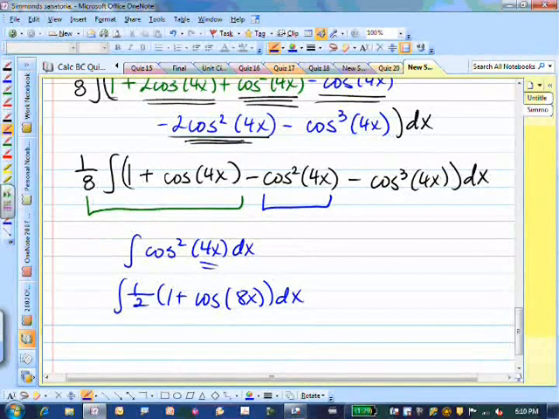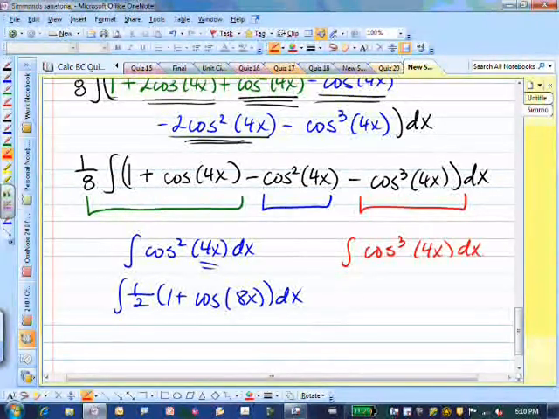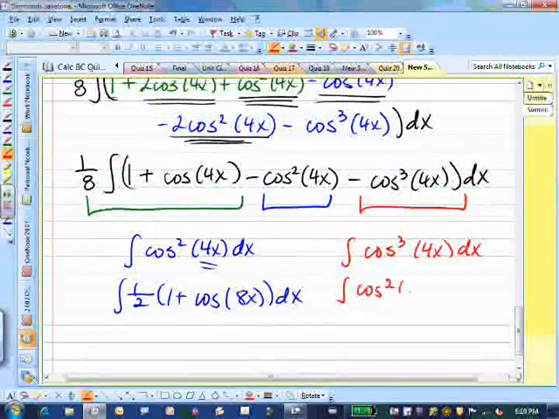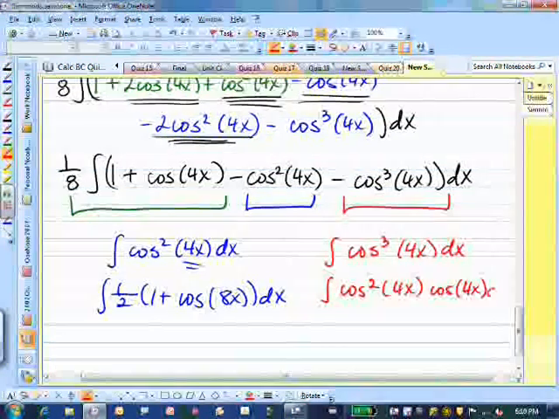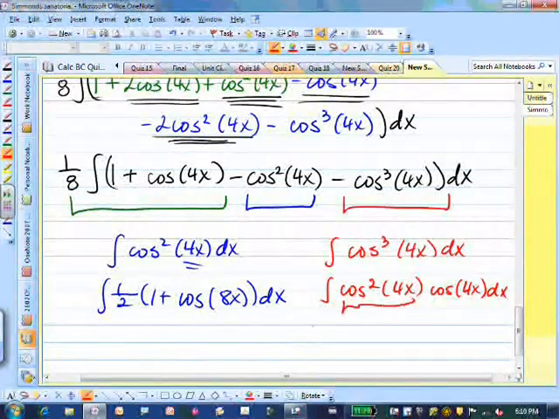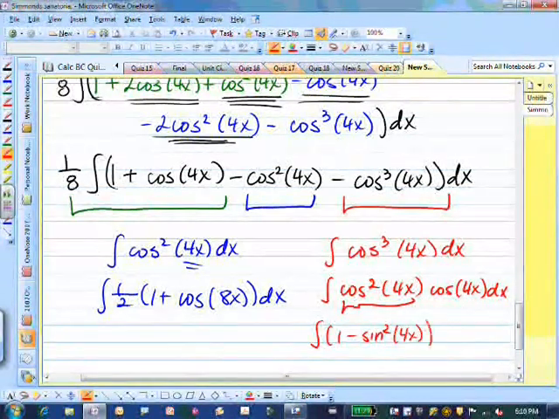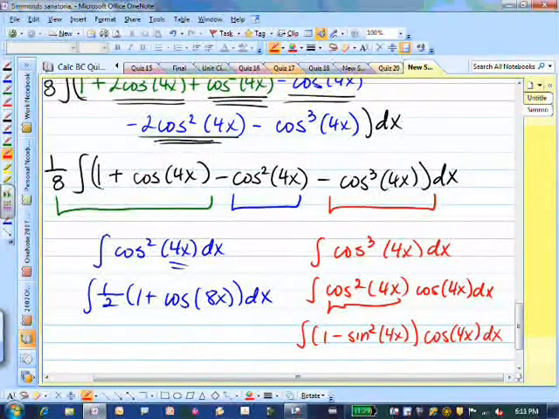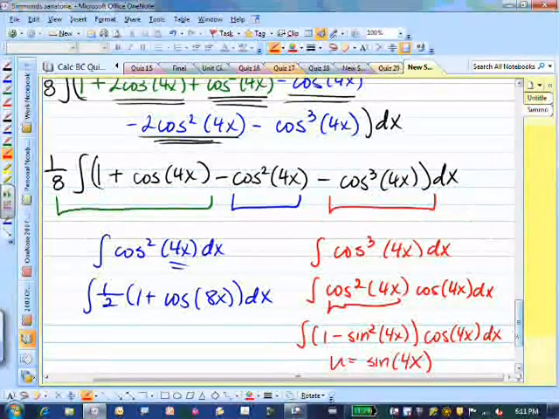To integrate this last part, okay, so how do you integrate the cosine cubed of 4x? You have to use the method from before, where you're going to actually isolate a cosine. And then use a trig identity here, 1 minus sine squared. Okay, and then do a u sub, where u will equal sine of 4x. So you can see it gets very, very messy. This is where it might be helpful to check your answer on Mathematica, just to verify.